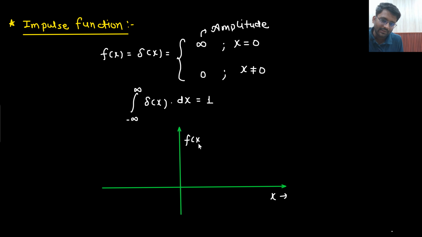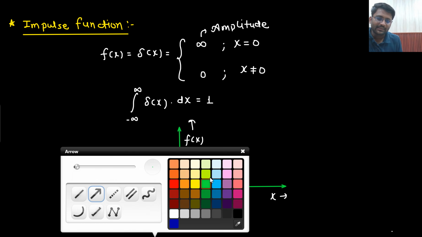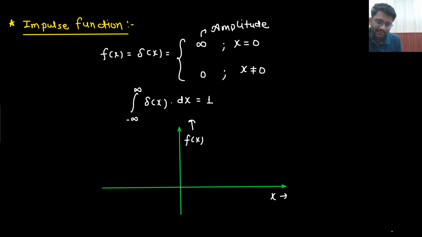This is your x, f(x). You make the axis, and I show it like this, with a kind of arrow. This is how it is shown. And here, what will I write down? I will write down 1.